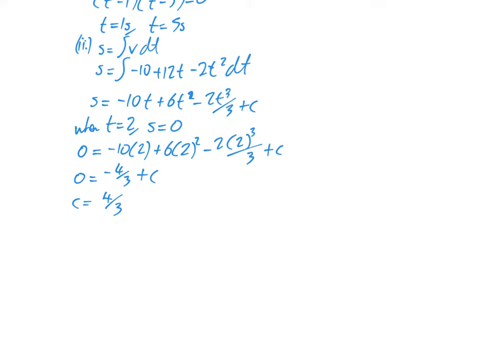So once you've found your constant, you rewrite your equation. s is equal to minus 10t plus 6t squared minus 2t cubed all over 3, and then plus 4 over 3. You could write that as 1 1/3. I think it's absolutely fine to write it as 4 over 3.